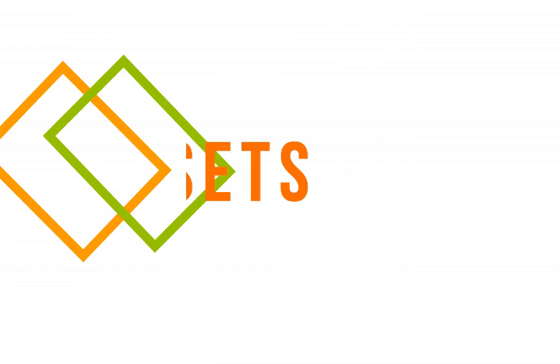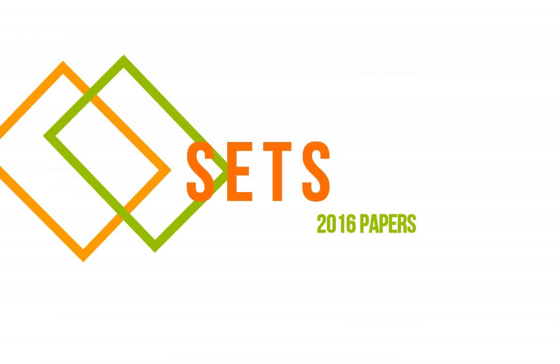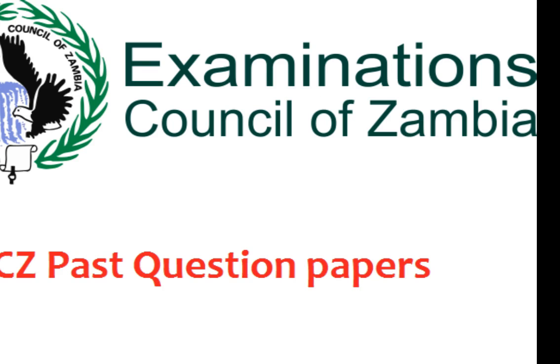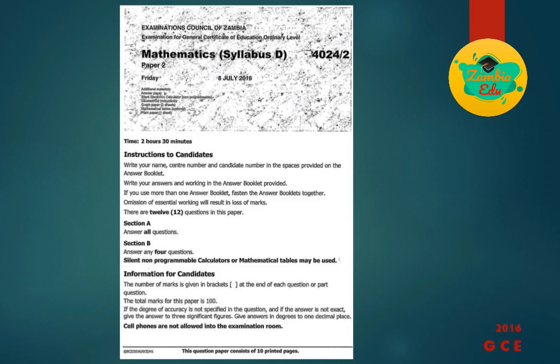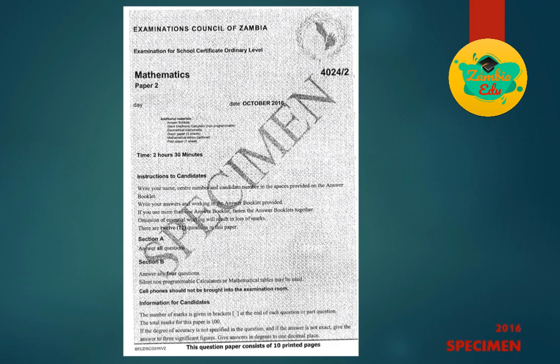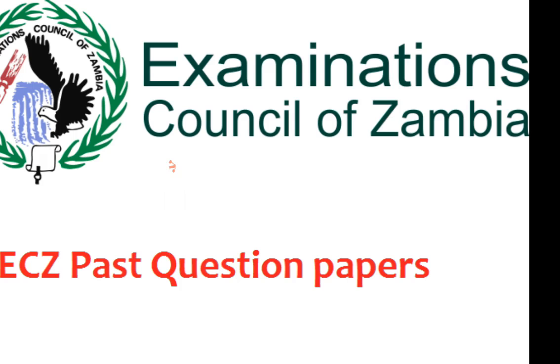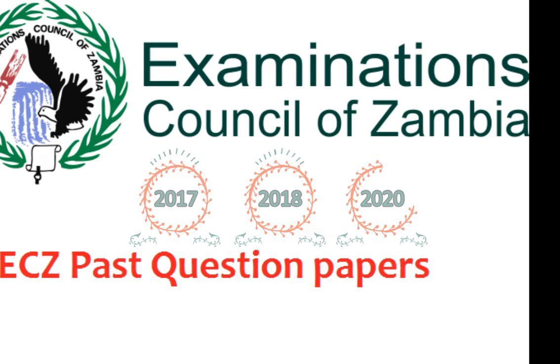In this video, we are going to be looking at sets. We are answering the sets questions that have come in the Zambian curriculum, the ECZ past papers from 2016 all the way to 2020. So we are going to answer all the sets questions that we have in 2016 Internal Paper 2, 2016 GCE Paper 2, 2016 Specimen Paper 2, and then we'll move on to do the same for 2017, 2018, and 2020. So we'll quickly begin our lesson.